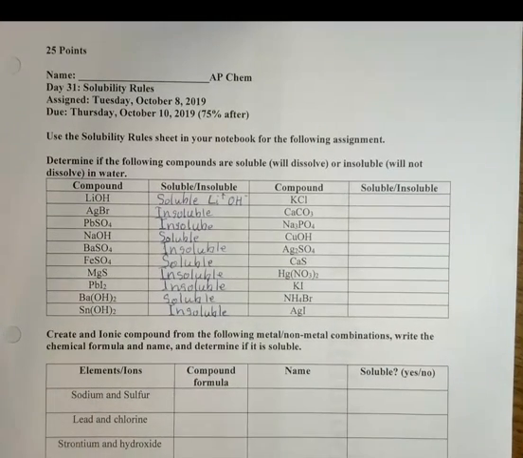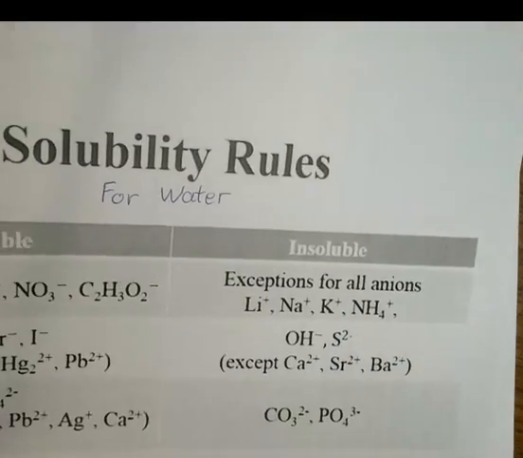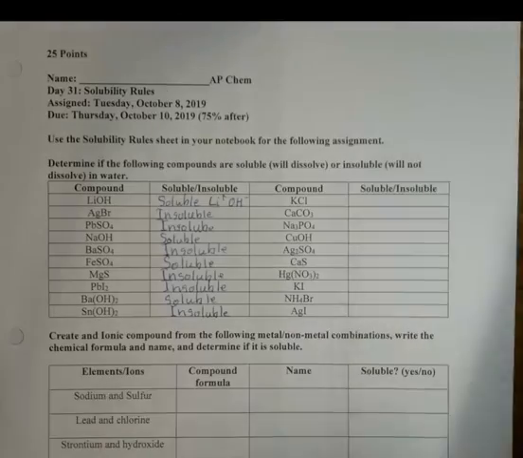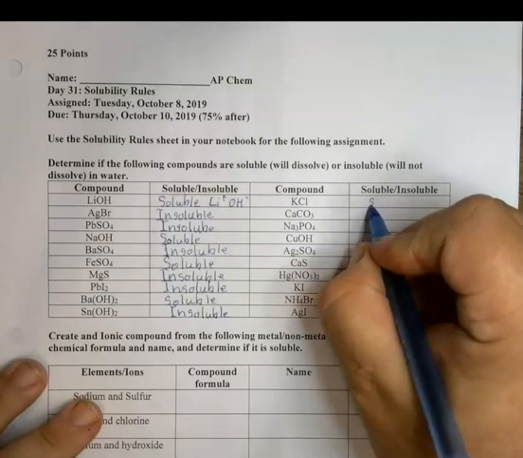Okay, KCl. Well, there's K right up there. So right away, you know it's going to be soluble. So KCl is soluble. Potassium.